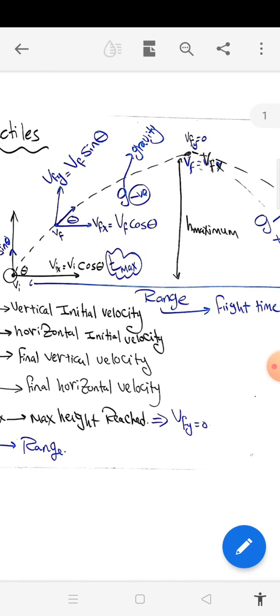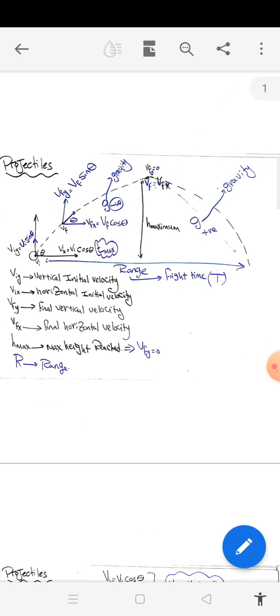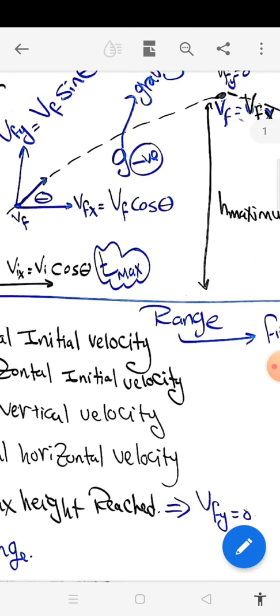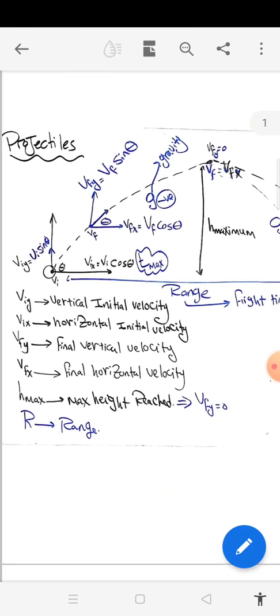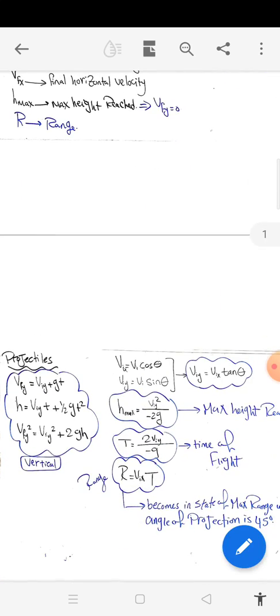If you want the total flight, you will get the range, or the range of the flight. It will take a flight time, which is denoted by capital T, the maximum time, or double the time of the maximum height. You have to know that the law of projectiles is divided into the y-axis and the x-axis.